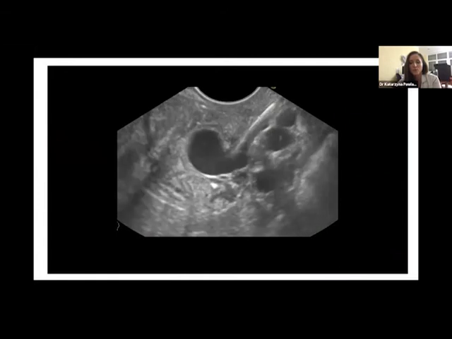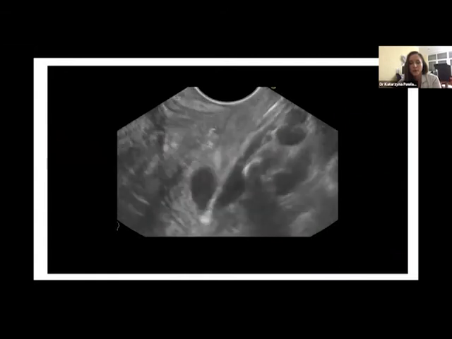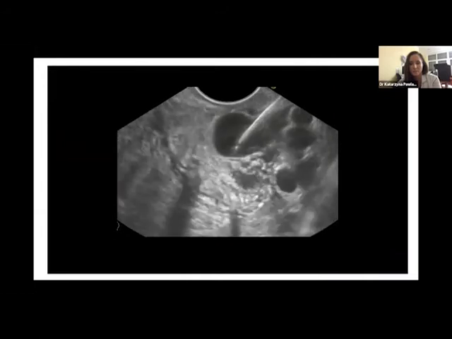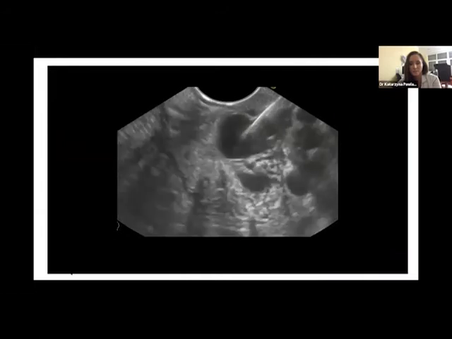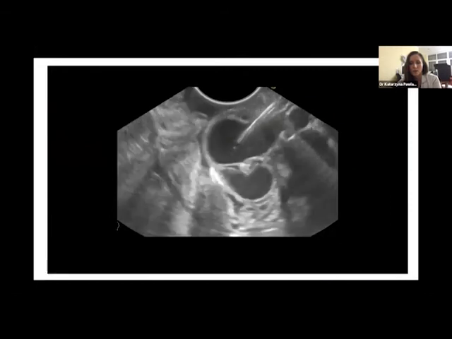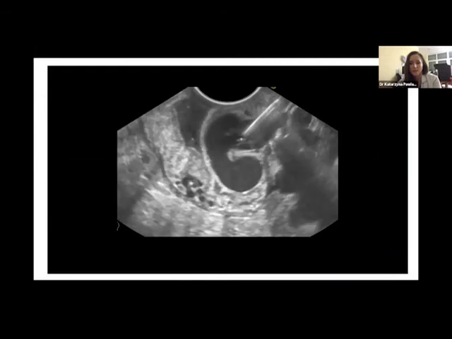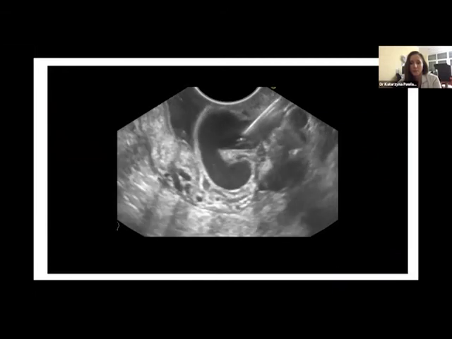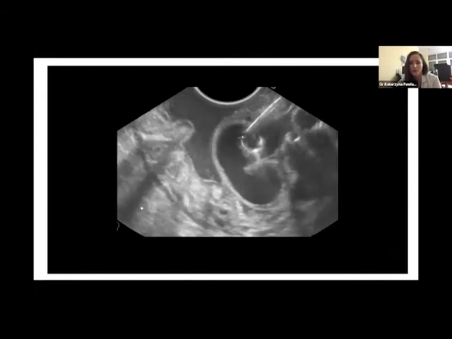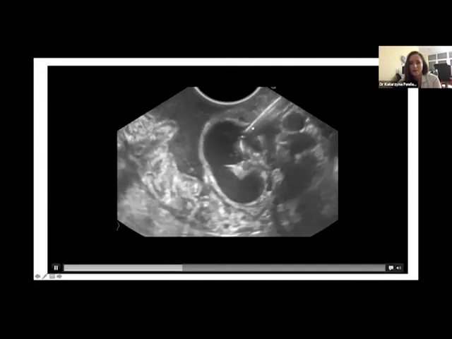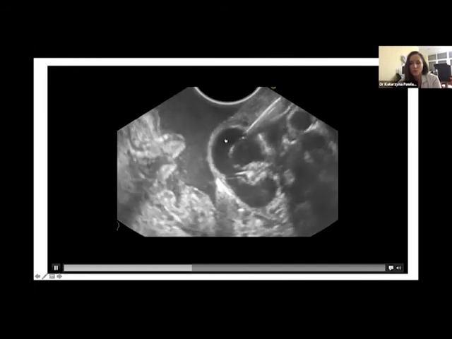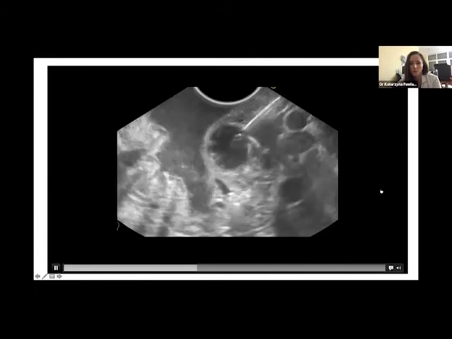And here we first perform the puncture of the gastric varices with a 19 gauge needle. And after the puncture, we start the implantation of the coil inside the lumen of the gastric varices. You can see how it's spinning inside the lumen of the gastric varices. And this is the whole procedure of the implantation of the coil.